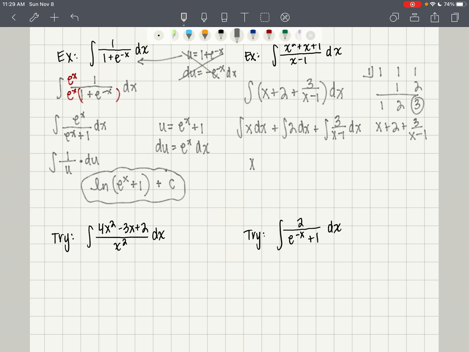And we should have the integral of x dx is x squared over 2. The integral of 2 is 2x. The integral of 3 over x minus 1, you're probably getting very good at that. Let u equal x minus 1. Du equals 1 dx. Taking that 3 to the outside, that would have given us 3 times the natural log of the absolute value of x minus 1, and then plus c.